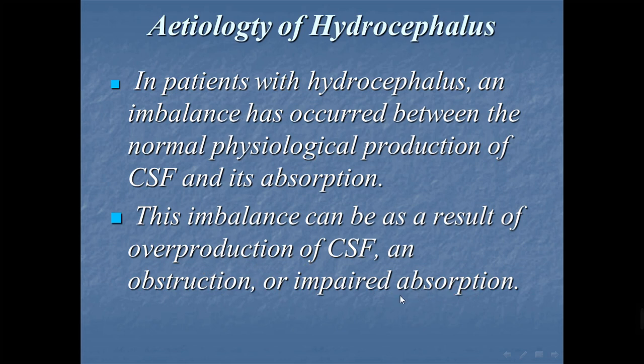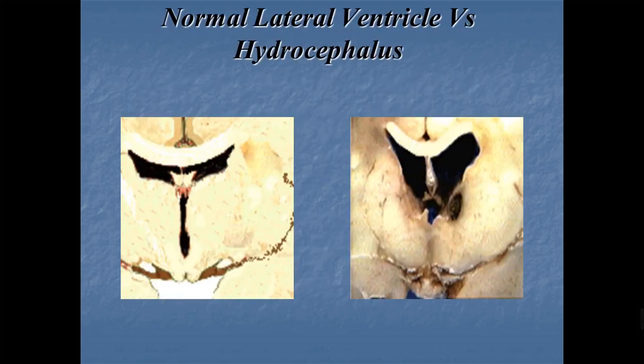the arachnoid villi. Now, you can see this image is a post-mortem specimen of a normal person, coronal view, of the lateral ventricle and third ventricle, which is just like this. Now you can see in this abnormal image dilation of both lateral ventricles, and even the third ventricle is also dilated.